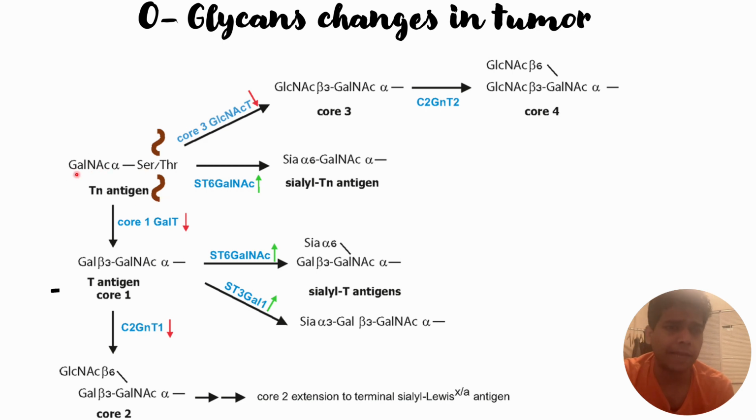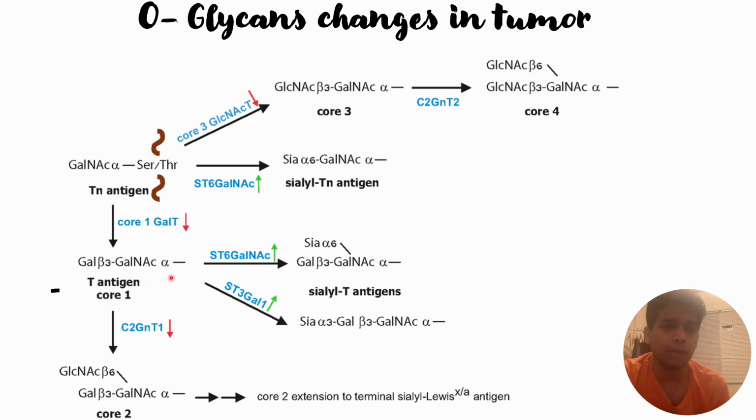That is, this GalNAc will bind to the serine and threonine amino acids of the translated proteins, and this glycan structure is known as Tn antigen. Thereby, with the help of this core 1 GALT1, the addition of galactose at the beta 3 position occurs, and this structure is known as Gal beta 3 GalNAc alpha, commonly known as T antigen core 1. So this is also found in the normal cells. However, in the case of tumor cells, what happens?